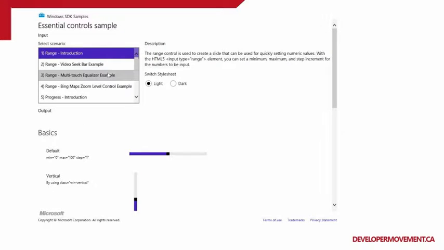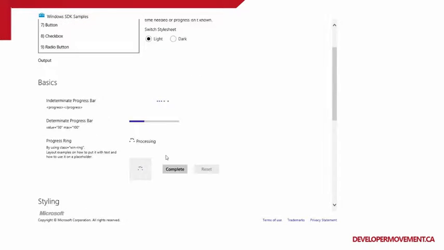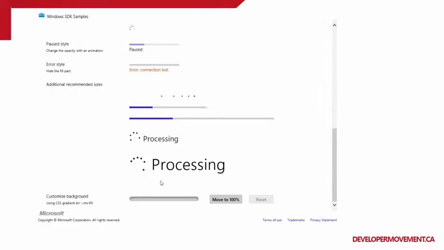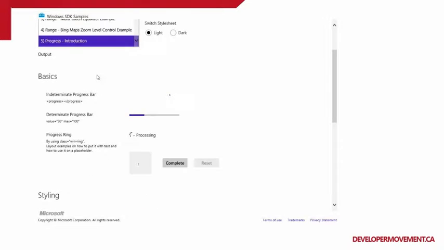But you also have other examples such as a multi-touch equalizer sample using the range control. So here, if you have a touch monitor, depending on how many touch points is supported, you could move all of these sliders at the same time. We have progress indicators in here. So again, these are standard HTML attributes. So we have indeterminate. You could customize the CSS. You could make it bigger or smaller. And let me scroll back up.